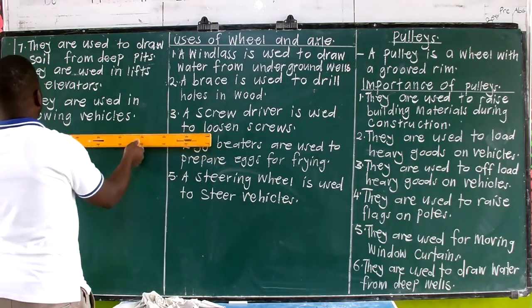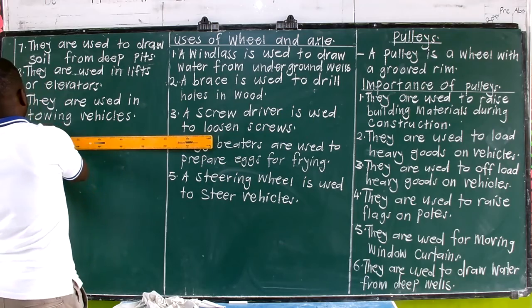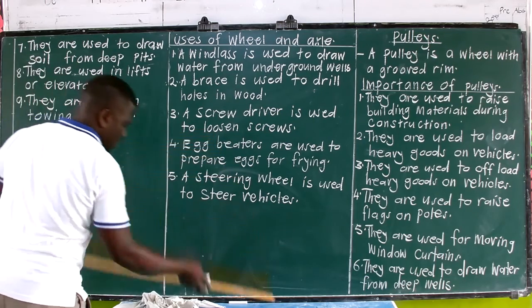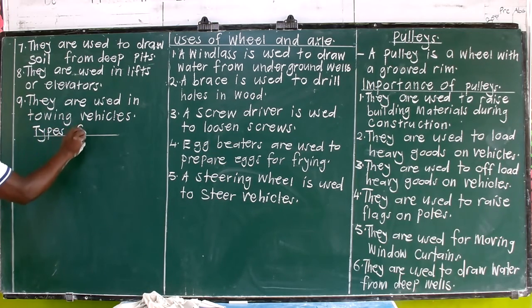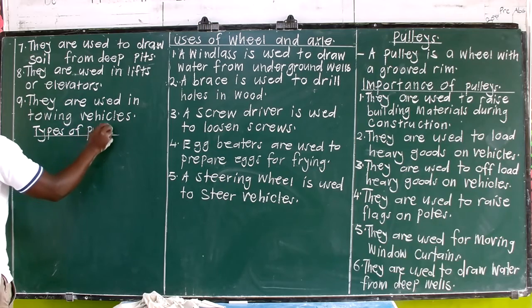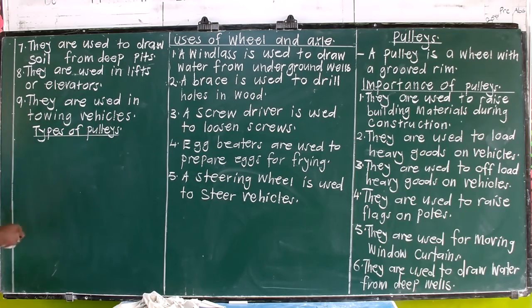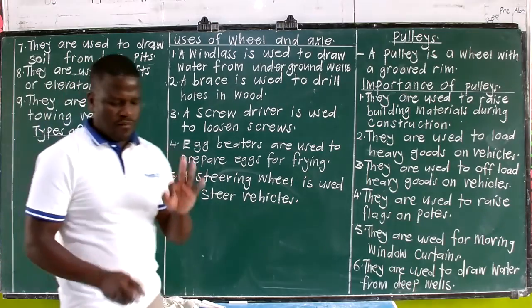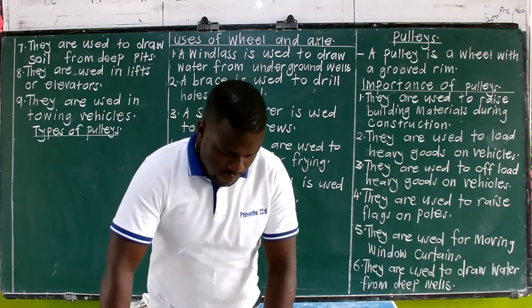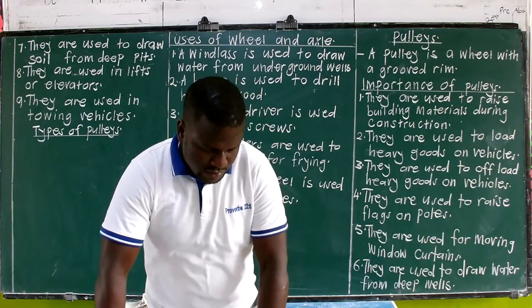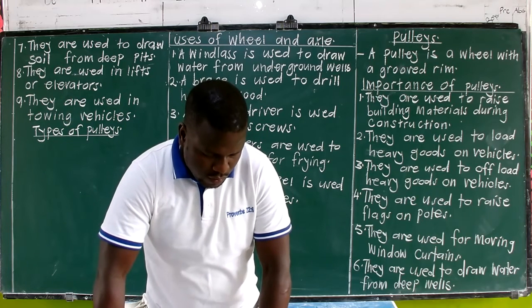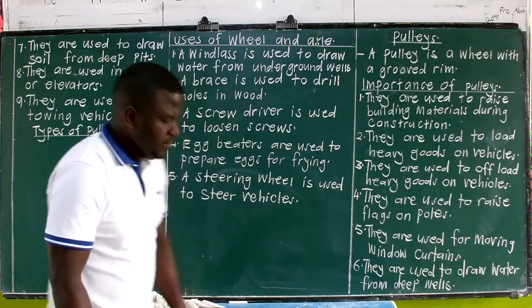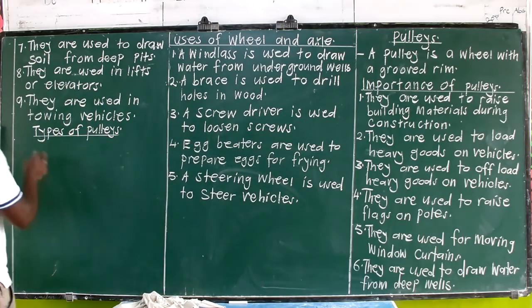Types of pulleys. We have 3 types of pulleys. One, we have what we call a single fixed pulley, single movable pulley, and then block and tackle pulley system.